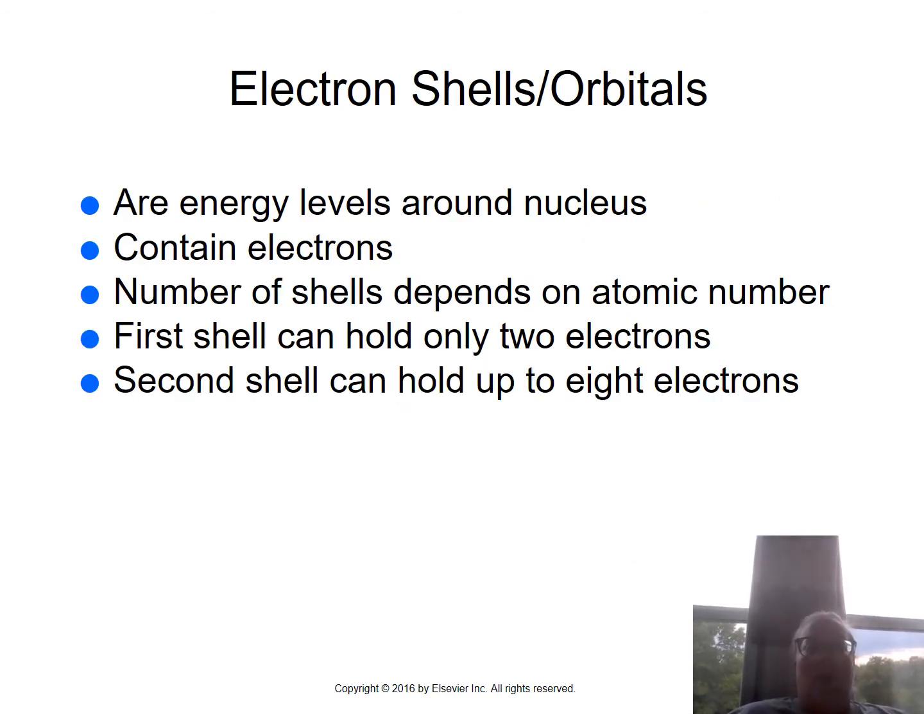So now we're going to talk a little bit more in depth about electron shells and orbitals. So electron shells and orbitals are energy levels around the nucleus. They do contain electrons. The number of shells depends on the atomic number. The first shell can only hold 2 electrons, and the second shell can hold up to 8 electrons. The energy level of electrons increases with the distance of their shells from the nucleus.